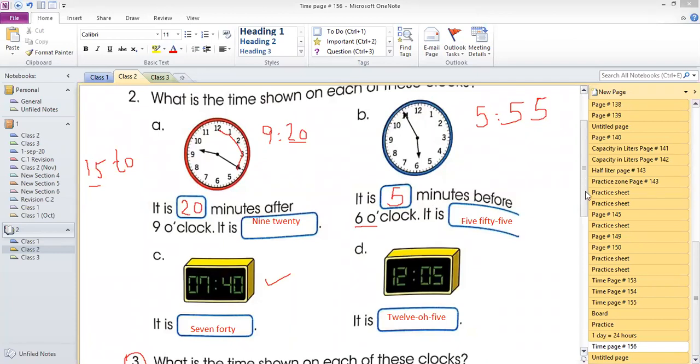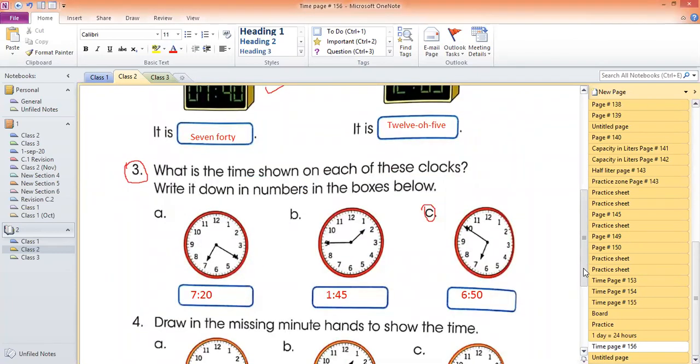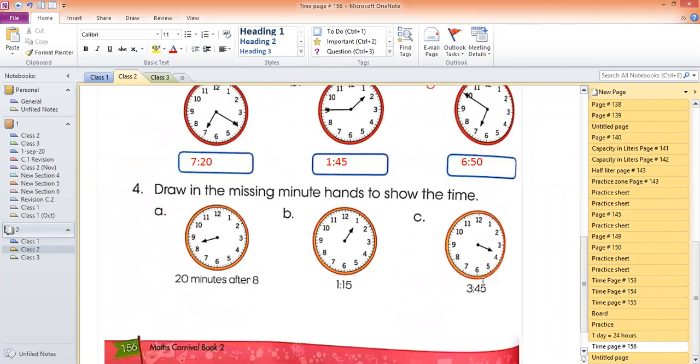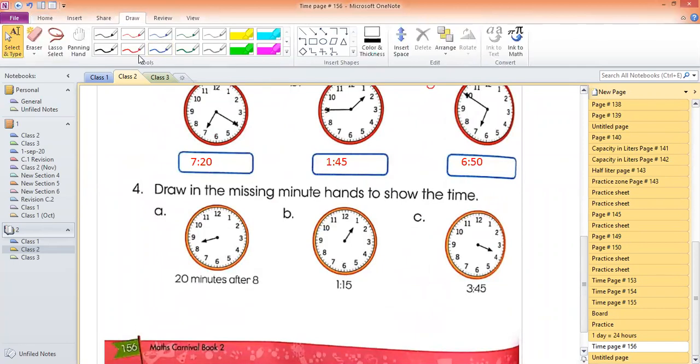Very good. Question number 3 we have already completed. Coming to question number 4. In question number 4, what you have to do, guys, is draw in the missing minute hands to show the time.